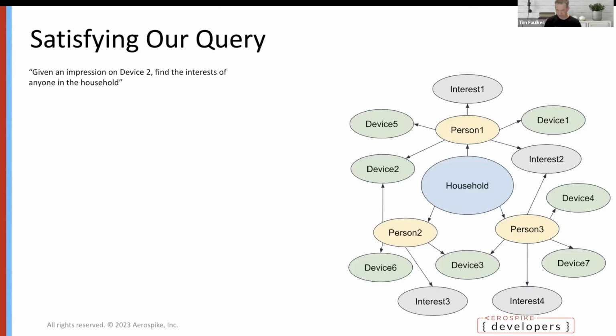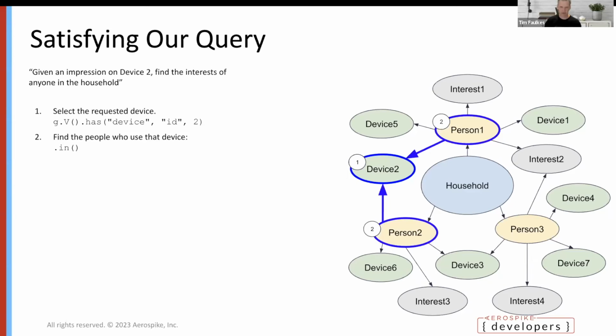So let's look at our query. We've formed this graph and we did so through that single statement that I showed earlier. Now, our business query said, given an impression on device 2, find the interests of anyone in the household. So how did I model this? Well, the first thing I want to do is obviously select device 2. So I said g.V has device with an ID of 2. That first device is a label. And so I've labeled all my devices as a device. And that's basically like the table name, if you will. And so this says, go and find me any device with an ID of 2.